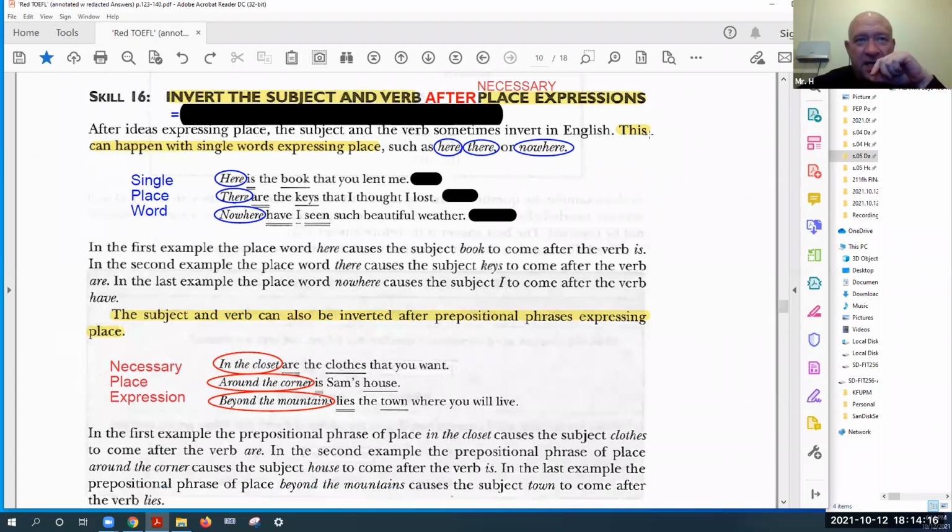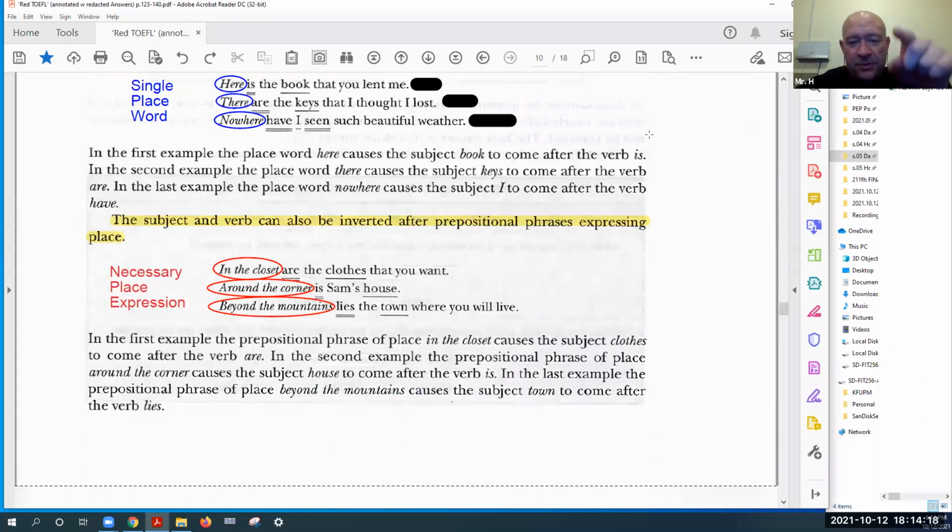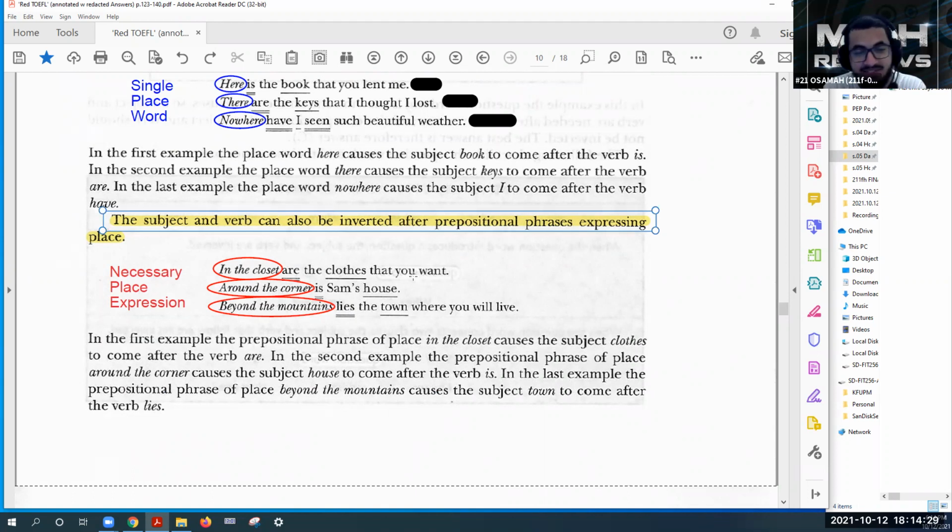Let's move down to the next set of examples. Hello, Osama. You're finally there. Yes. Okay. So can you read, Osama?